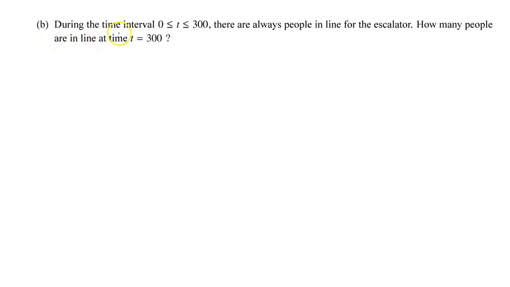Part B. During the time interval from 0 to 300, there are always people in line for the escalator. How many people are in line at time t equals 300?